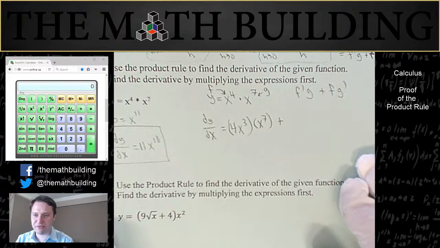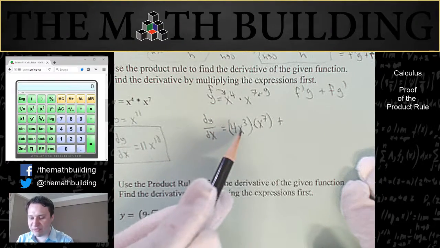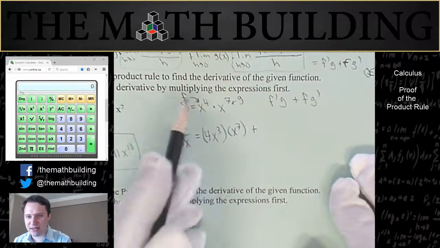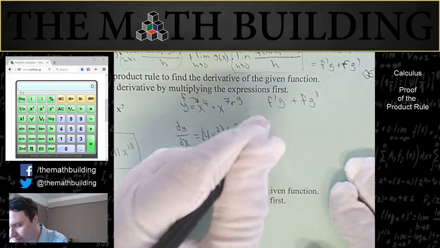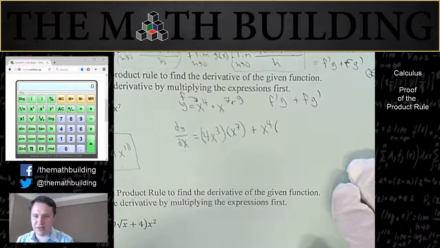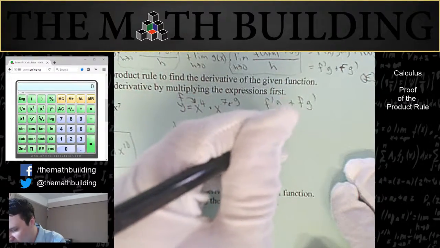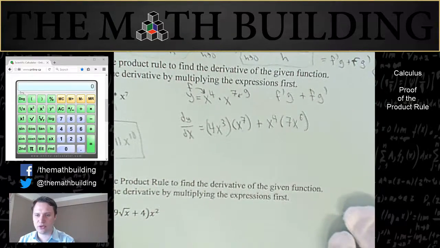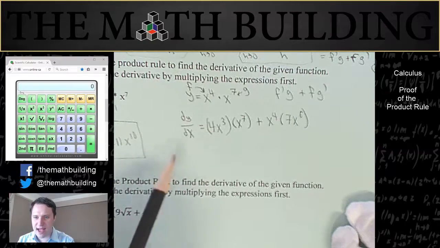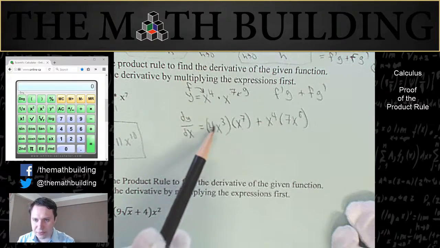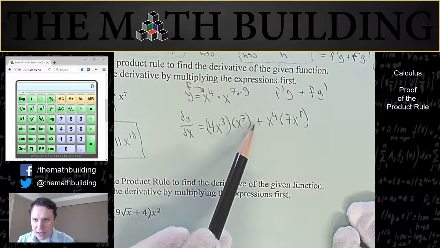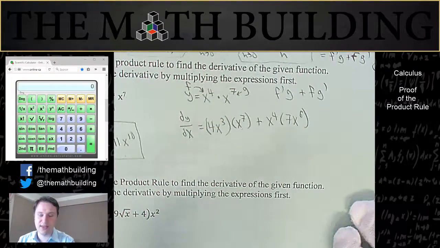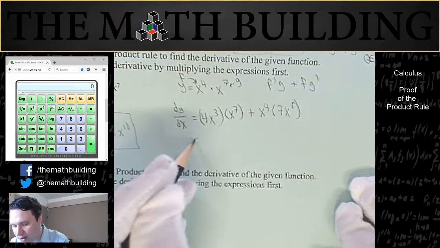So that's the derivative of the first one times the second one, and this is important to remember. And now we add that to the first one times the derivative of the second one. So that's going to be 7x to the 6. So that's how you use the product rule. Please make sure that makes sense to you. We have the derivative of the first one times the second, plus the first function times the derivative of the second one. And it's always going to be like that when we're doing the product rule.